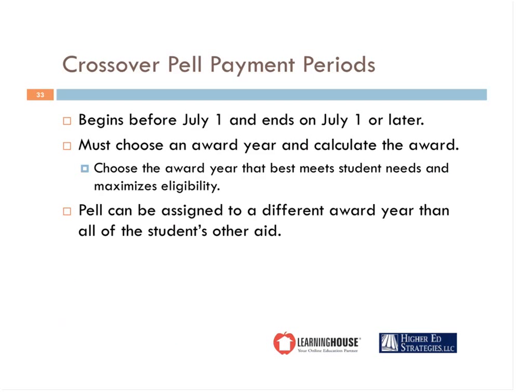Crossover Pell payment periods. Many schools that use non-traditional programs utilize borrower-based academic years where you will have crossover periods. A crossover period is when the student enrolls in 2 different financial aid award years. And so you'll need to decide what award year you're going to attribute the Pell Grant and the direct loan to.